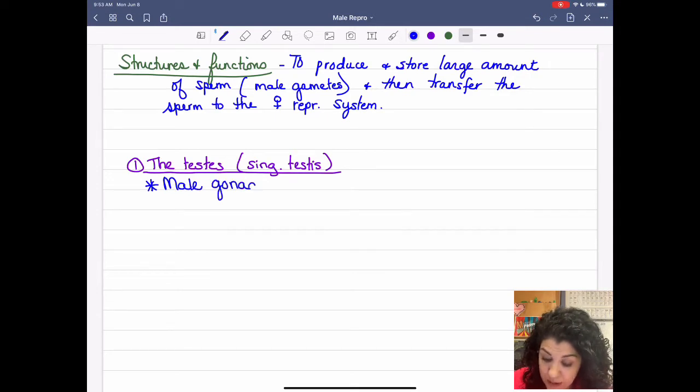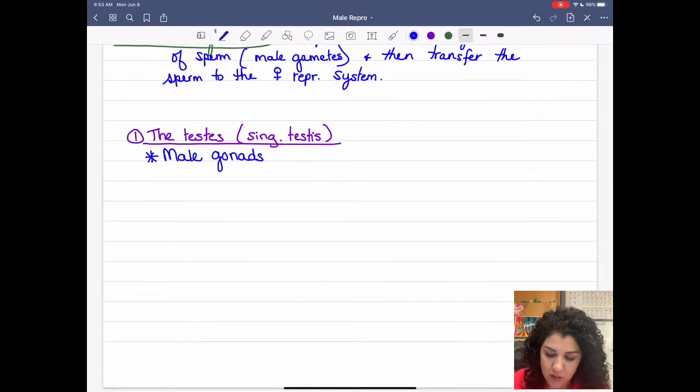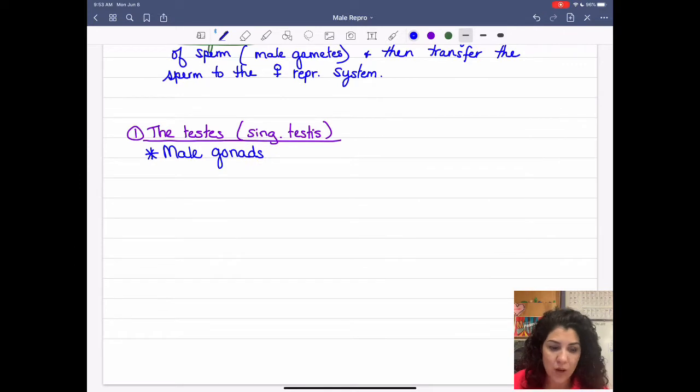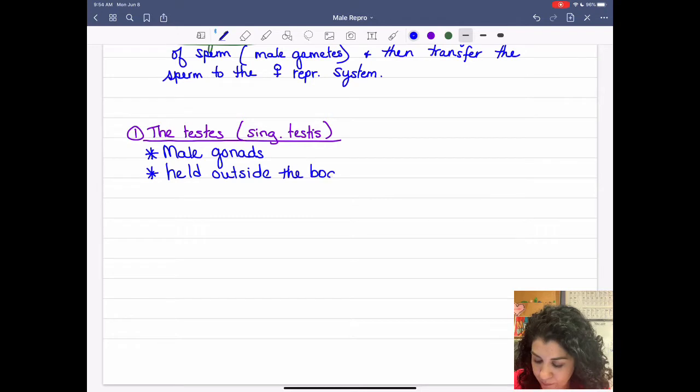Okay, so when it comes to the testes, as we said, we're starting at the beginning. This is where large amounts of sperm are being made. So these are the male gonads. Okay, so the male glands as well. So we'll talk about that in just a second. And these guys are held outside the body in a muscular sac called a scrotum.